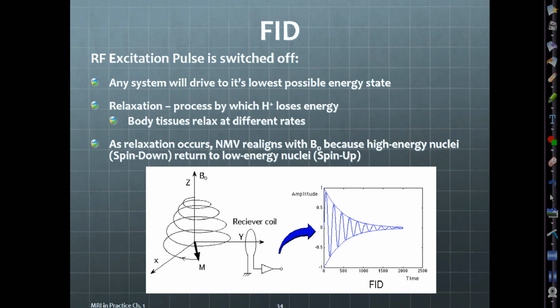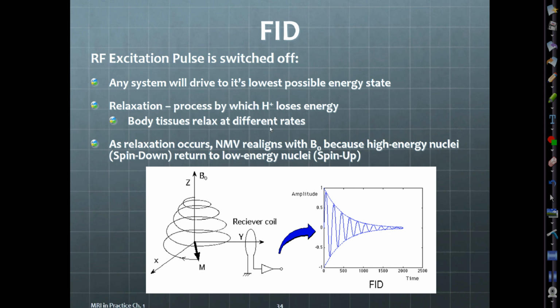But also, what do you think is going to happen to that net magnetic vector that's in the transverse plane? Where do you think it's ultimately going to go back to? The longitudinal plane. It starts to realign with the longitudinal plane. And it starts to relax. That's what we call it. A process in which these hydrogen spins lose that energy.